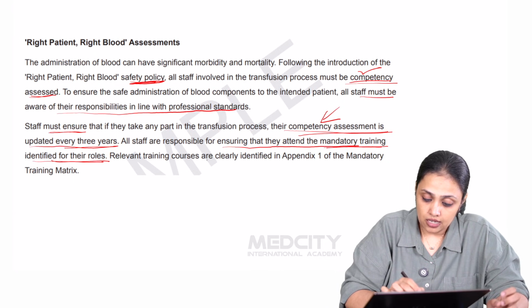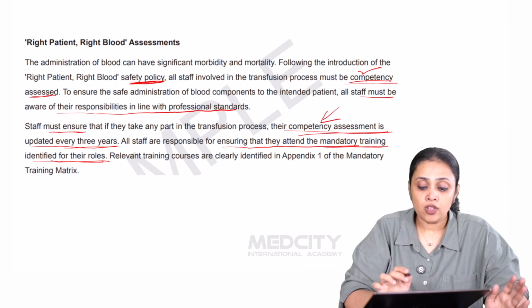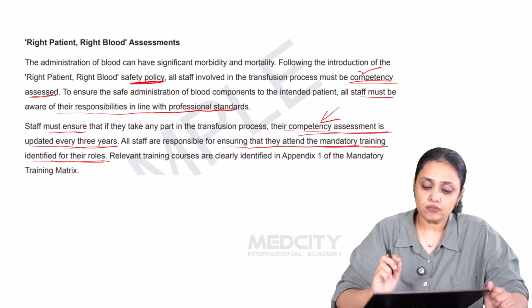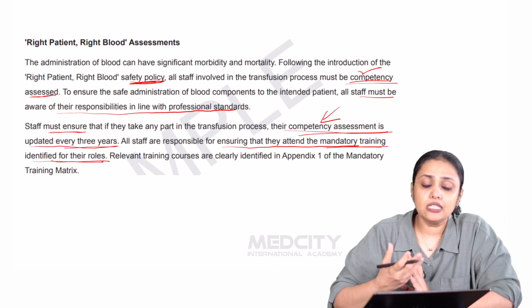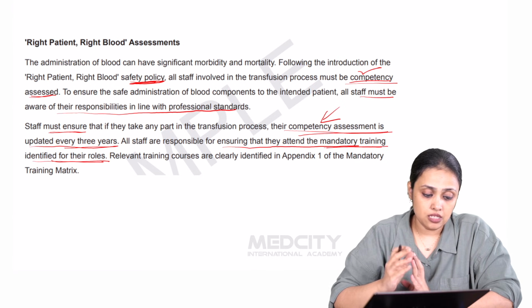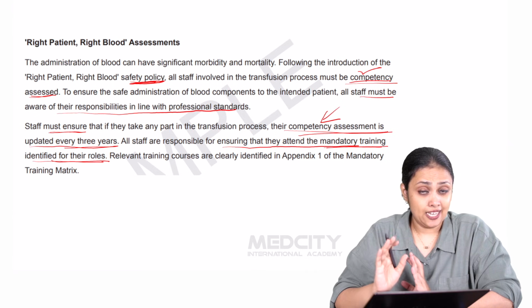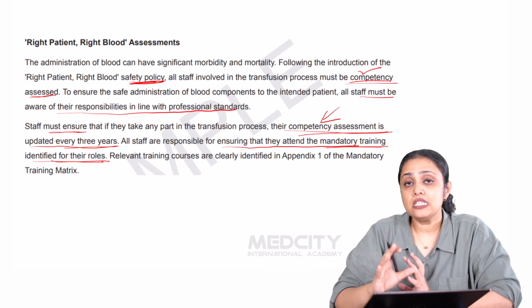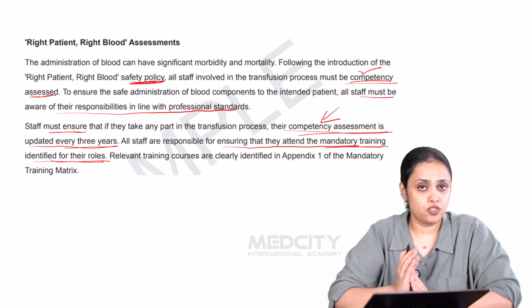Relevant training courses are clearly identified in Appendix 1 of the mandatory training matrix. So what do we understand from this paragraph or from this text? Initially, the first line talks about how critical the blood transfusion is. That is, it can lead to morbidity and mortality. In just one line they have mentioned that. Then the entire focus is on the competency assessment of the staff who will be involved in this blood transfusion.